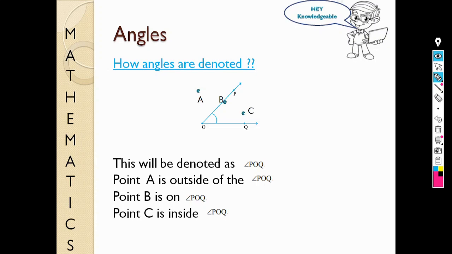And if you see, point A is outside the angle POQ, so A is outside the angle, B is on the angle, and point C is inside the angle. So all these regions are called the inside of the angle.